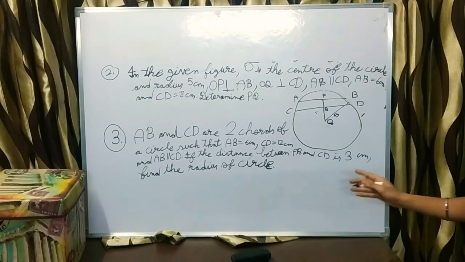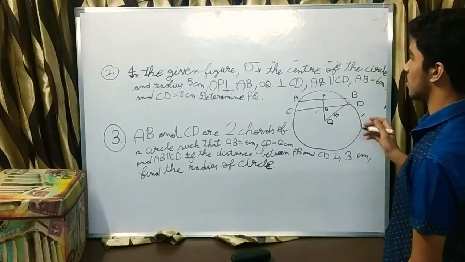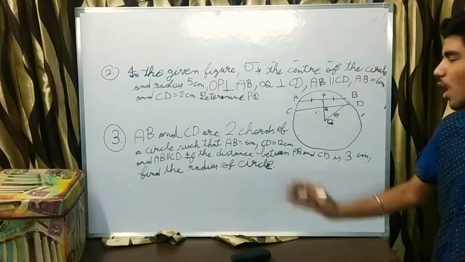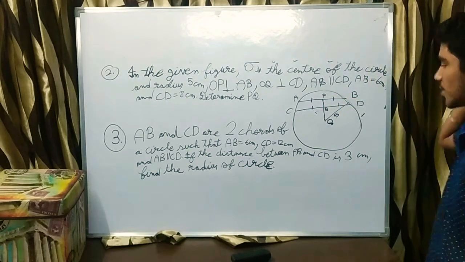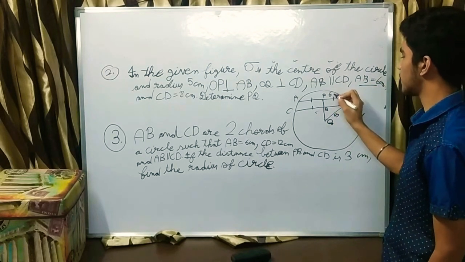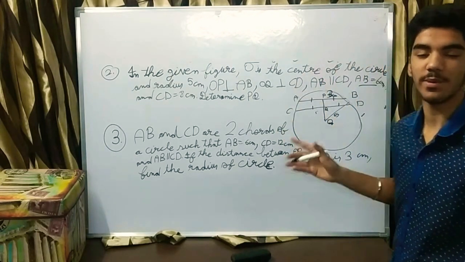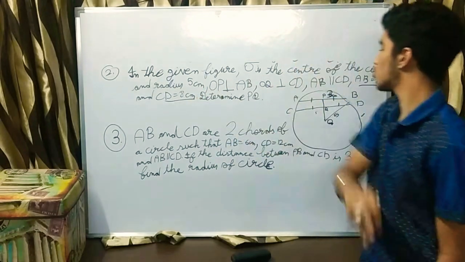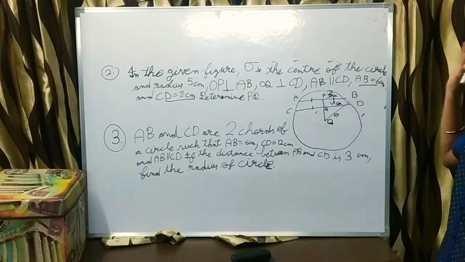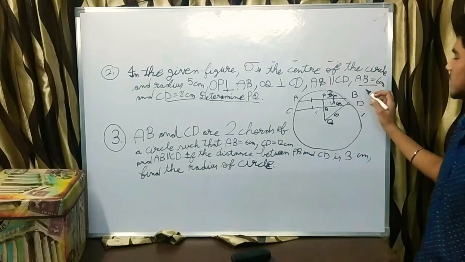Now we have already studied in theorem 3 that if a line is perpendicular, it bisects the chord into halves. So this is equal to this and this is equal to this. Now AB is equal to 6 centimeter, so half of 6 centimeter is 3 centimeter. Now CD is equal to 8 centimeter, CD half would be 4 centimeter, so this is 4 centimeter. Now we have to determine PQ. PQ is this one.